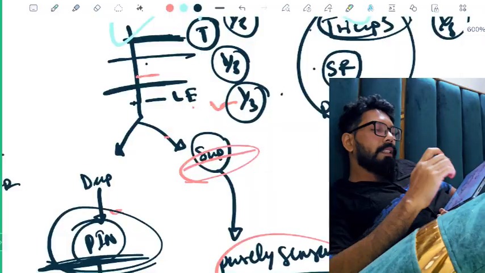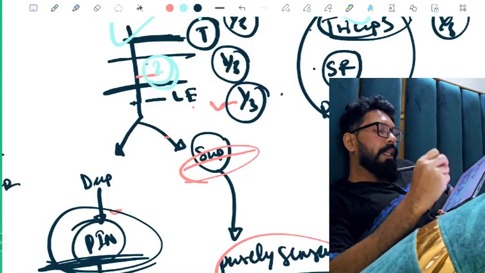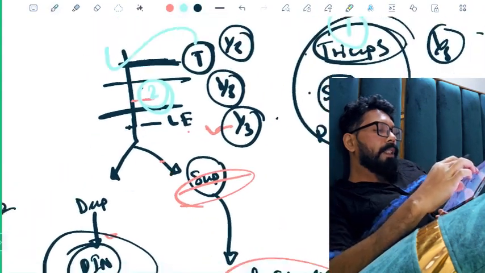Okay, let's say middle third. If we have an injury at this place, that is middle third, what will happen? Triceps is already supplied.